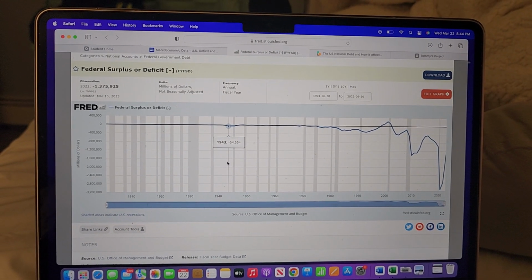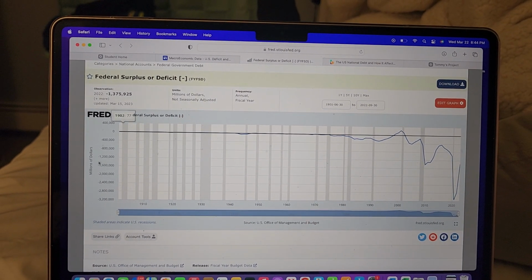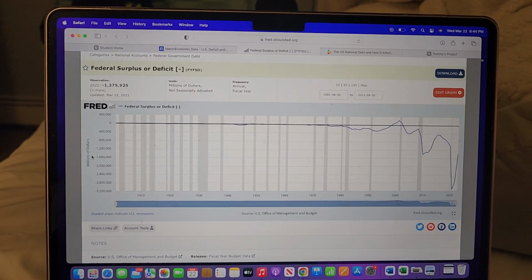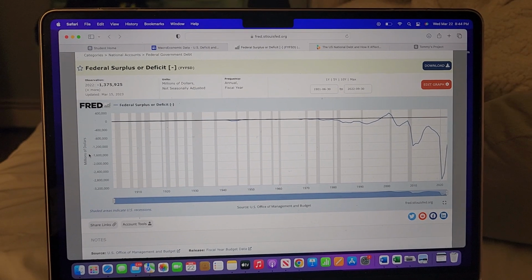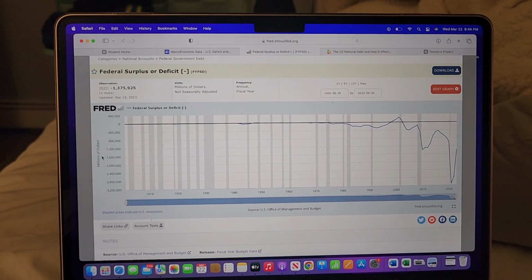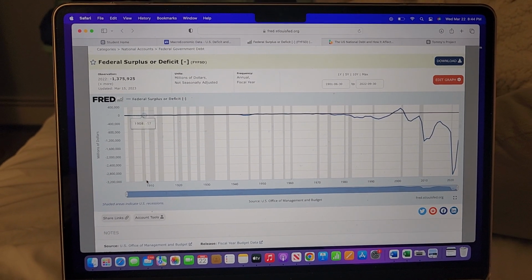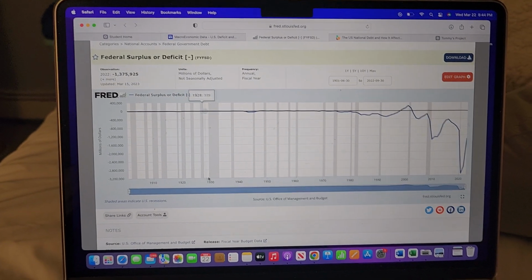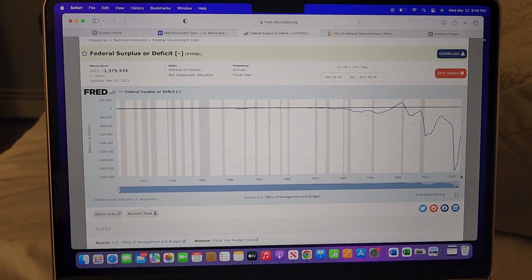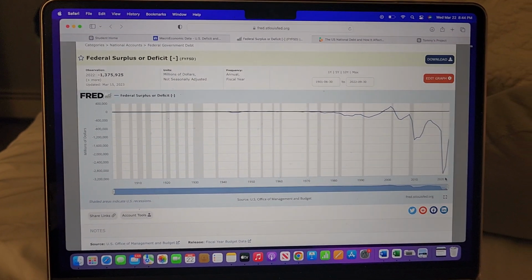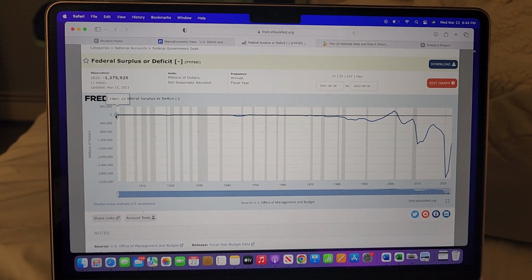This is not a graph representing the federal debt. These numbers don't represent the amount of debt that we accumulated. These are just deficits over any given year. So it goes back from 1910 all the way until current 2022. We can see the zero mark.